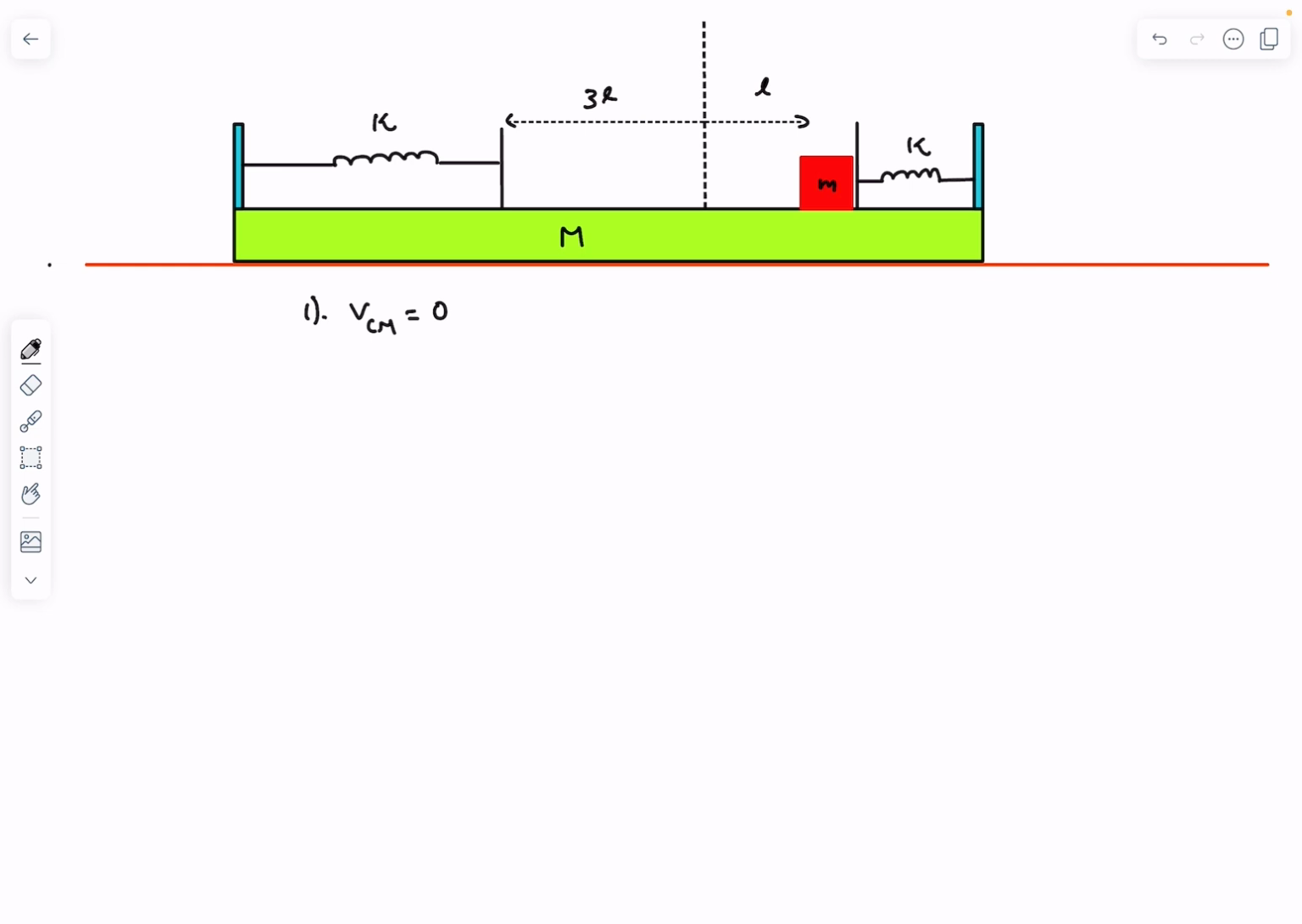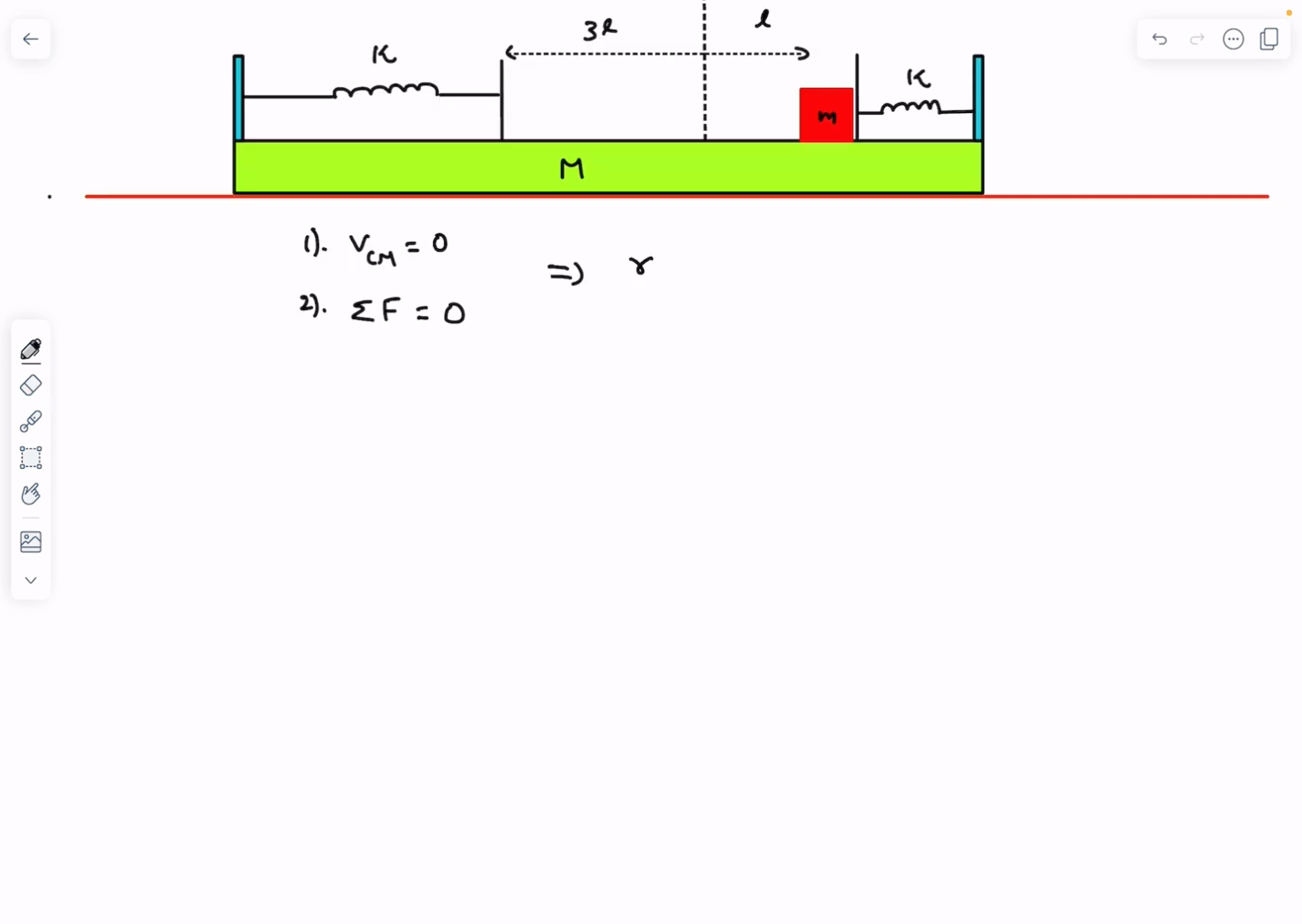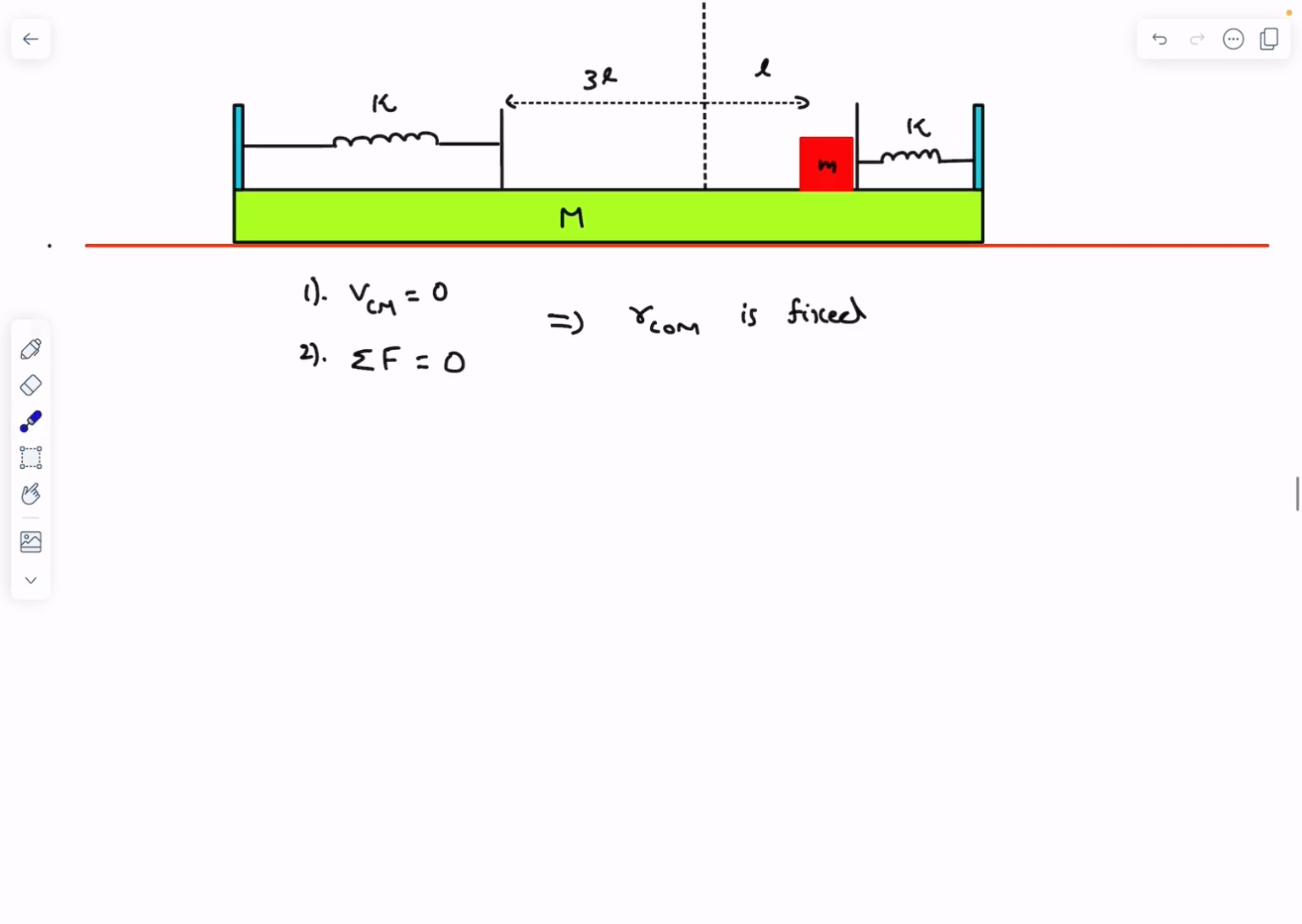of mass is zero. The second thing is that the net external force, taking the entire system together, which means all the springs and both the masses, is zero. From these two, we can conclude that the position of the center of mass is fixed, which means the center of mass won't move. For example, let's say the center of mass is somewhere over here; then throughout the motion, the center of mass will always be over here.